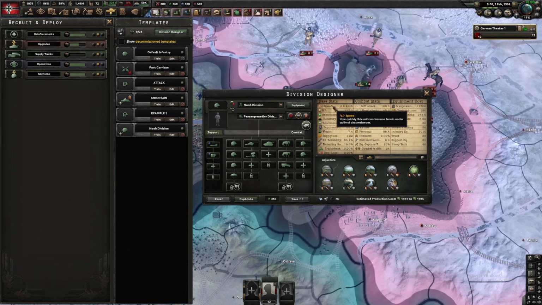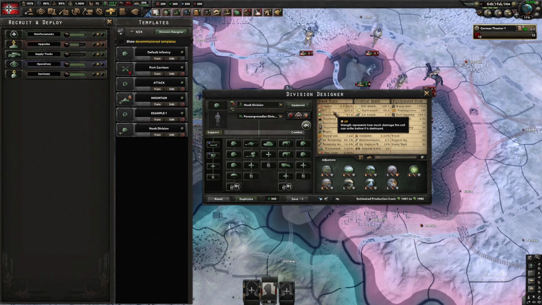Max speed is probably the most self-explanatory. It is the speed at which the division moves. 4 kilometers an hour is the lowest max speed a division can have, and is the speed of infantry and artillery in this game. Next are the hit points of the division.